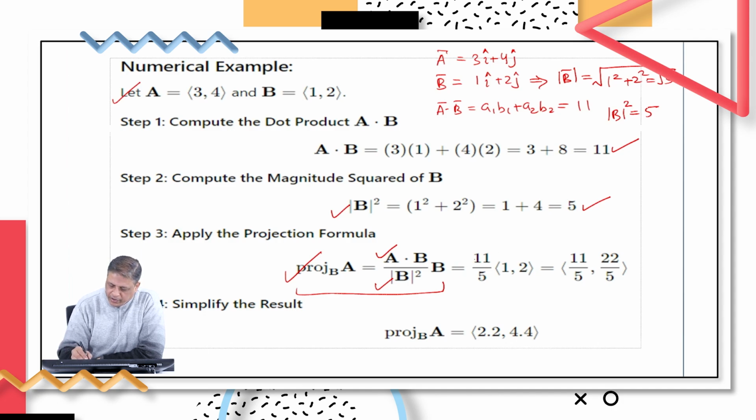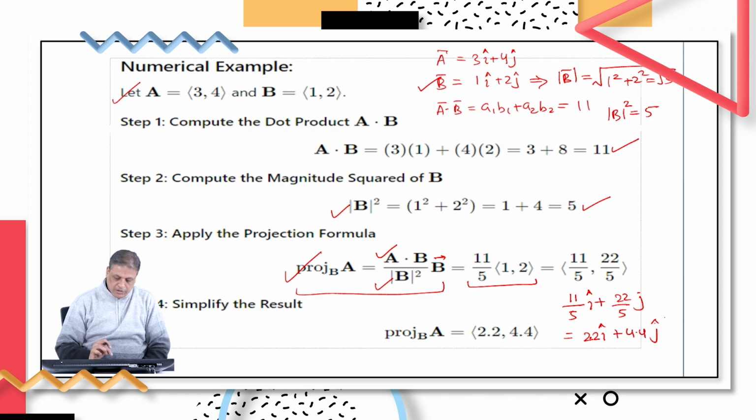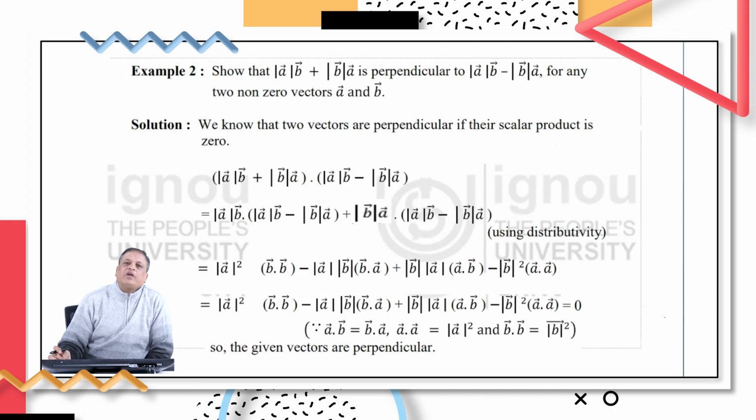And we need to have the vector B, and vector B is nothing but 1i plus 2j. So, substituting the values, we got the answer 11 by 5 into 1i plus 2j. So 11 into 1, that means you will be having 11 by 5 i plus 11 into 2 is 22, so 22 by 5 j, and by solving this you will get 2.2i plus 4.4j. So this is the value of the projection.